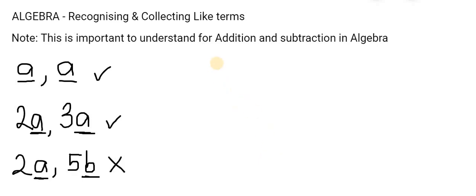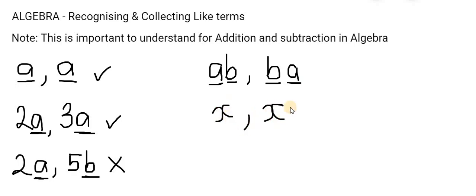Now, if we move on to more complicated letters, so if I said AB and BA, you might say, well, no, they're not like terms, but they are, because the letters at the end, there's an A, there's an A, there's a B, there's a B, and they look exactly the same. The only thing is their position is different. Now, if I said X and X squared, are they like terms? No, because yes, there's an X here and there's an X here, but the powers are different. Remember I said the letters have to be exactly the same. So they're not like terms.